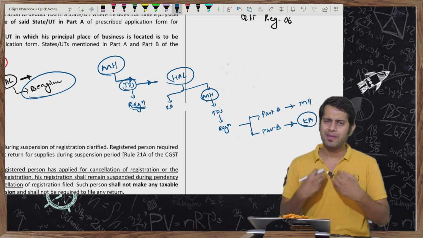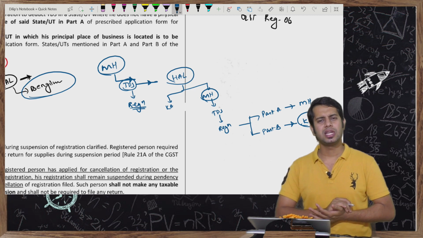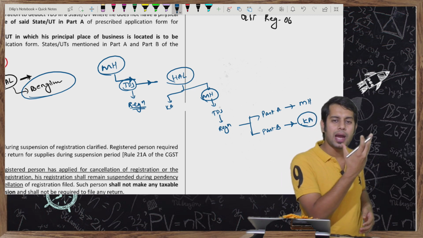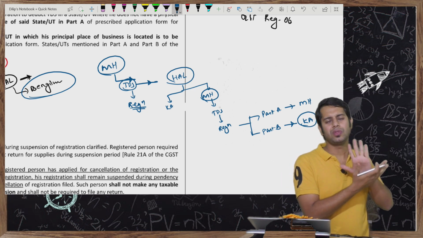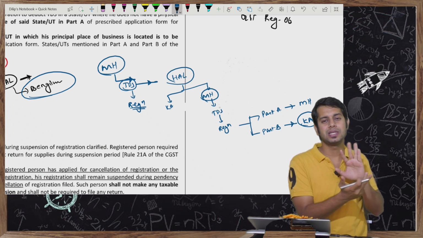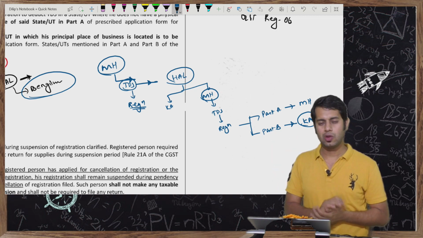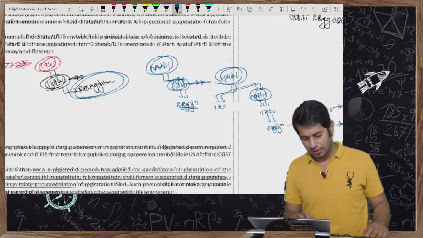So I will give you a registration. Government is telling, I will give you a registration. How will I give a registration to you? I will give a registration wherein at the time of filling part A of your registration, give the state where you want to deduct the taxes, where you do not have physical presence, and at the time of filling part B, give the state where you have your physical presence, that is state of Karnataka.